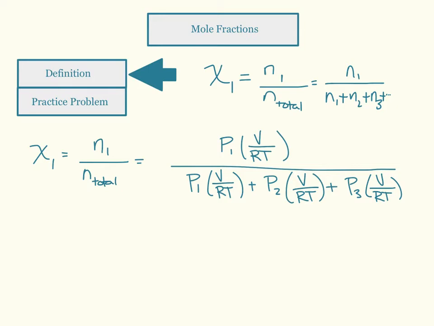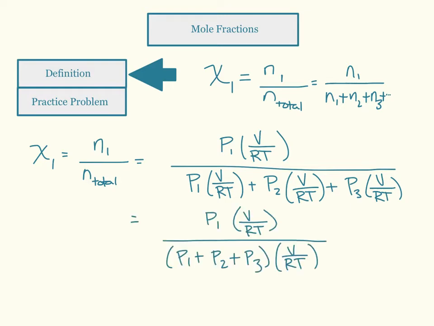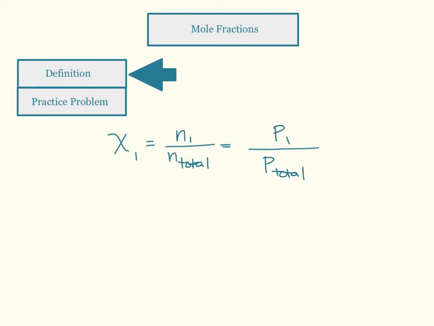If we factor out the V divided by RT from all of the terms in the denominator, we can cancel out the volume, gas constant, and temperature variables. This means that our mole fraction is equal to the partial pressure of interest divided by the total pressure. We can make two more useful forms of this equation for problem solving later.